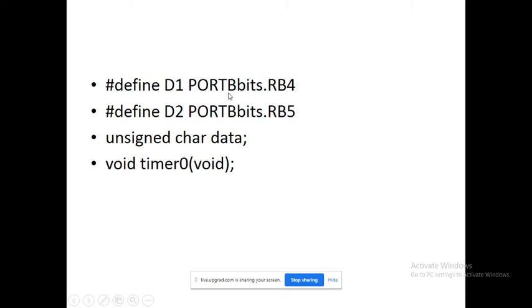We know that in a PIC microcontroller there are 5 ports, that is A, B, C, D, E. Out of that, A has 5 pins, B, C, D have 8 pins, and E has 3 pins. We can use any pin for our practical. All pins are GPIO pins, and that's why we can use any pin here.